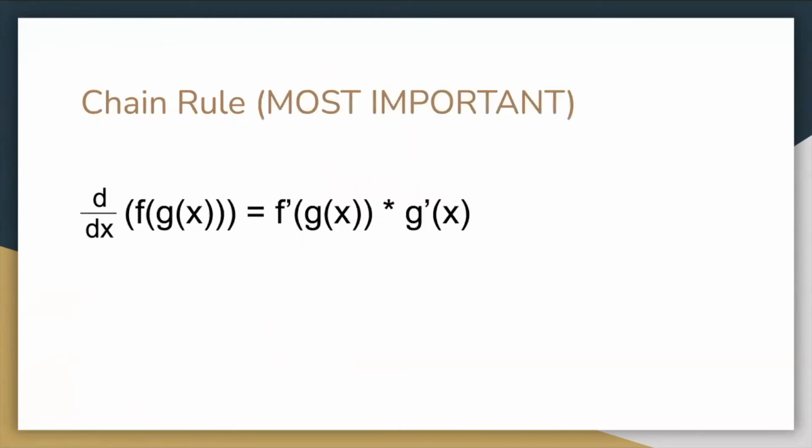And now this is the chain rule, and it is the most important one. So the derivative of f of x, or sorry, f of g of x is equal to f prime of g of x times g prime of x. You're going to see a lot of problems in AP Calculus AB using the chain rule.